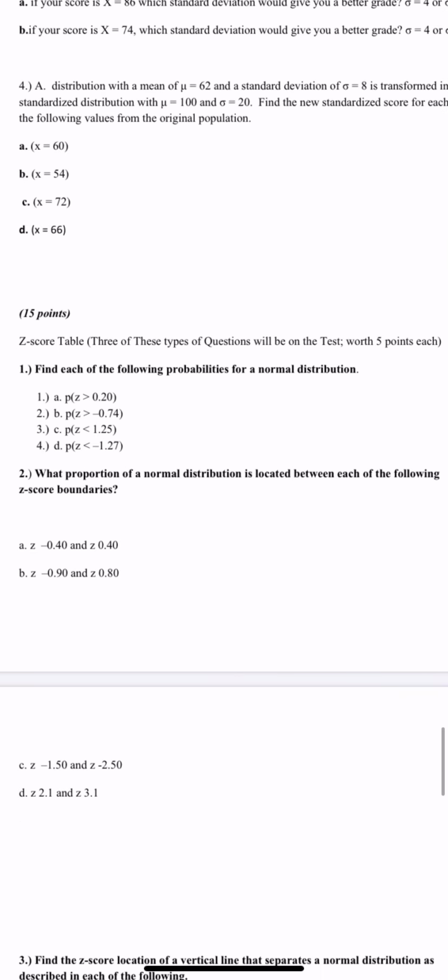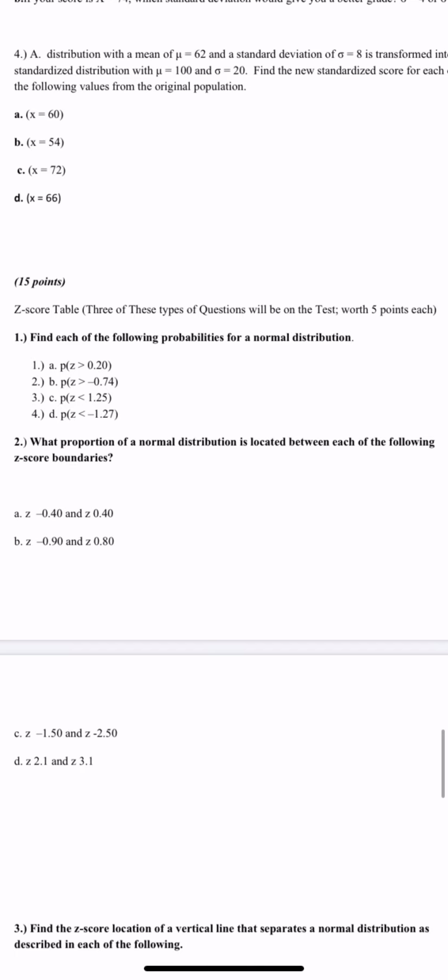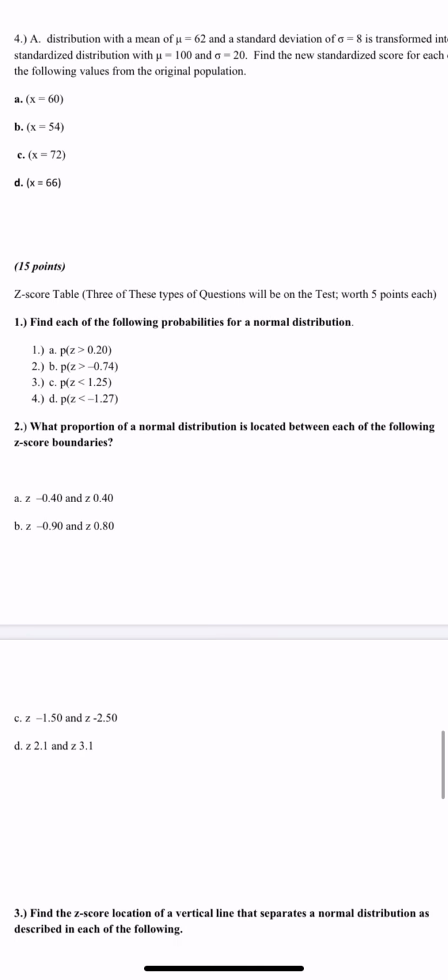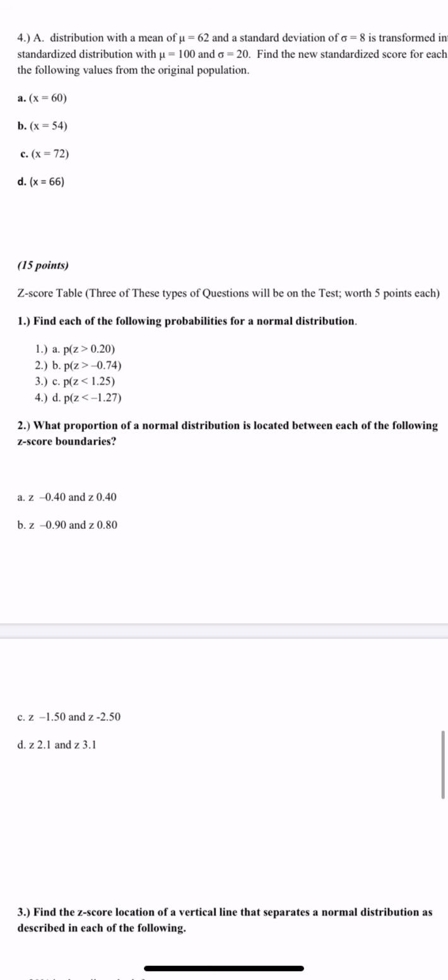Next question. Find each of the following probabilities for a normal distribution.